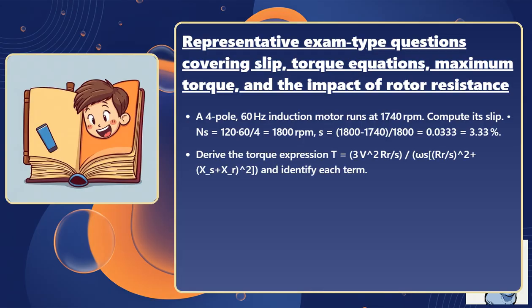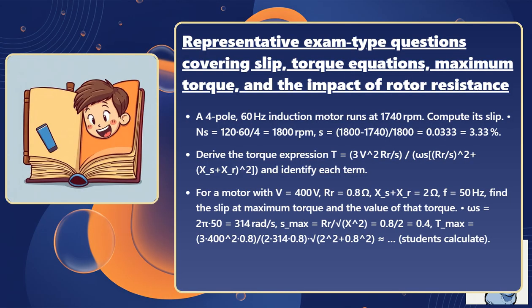Derive the torque expression T equals (3 times V squared times R sub R divided by S) divided by omega sub S times [(R sub R divided by S) squared plus (X sub S plus X sub R) squared], and identify each term. For a motor with voltage V equal 400 volts, rotor resistance R sub R equals 0.8 ohms, the sum of stator and rotor reactance X sub S plus X sub R equal 2 ohms, frequency F equal 50 Hz, find the slip at maximum torque and the value of that torque.